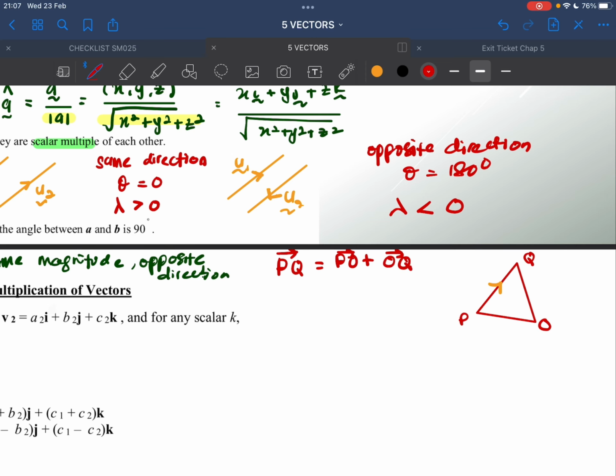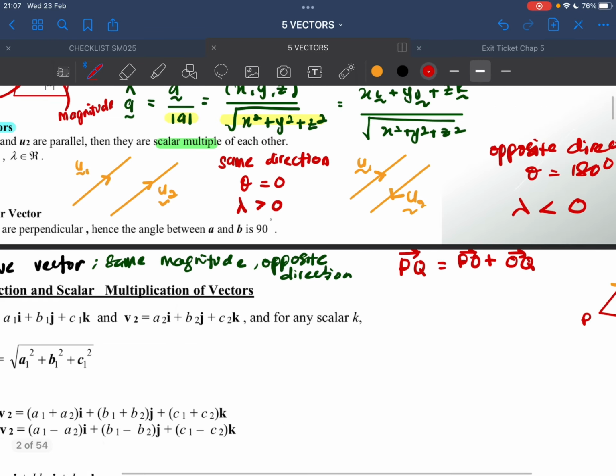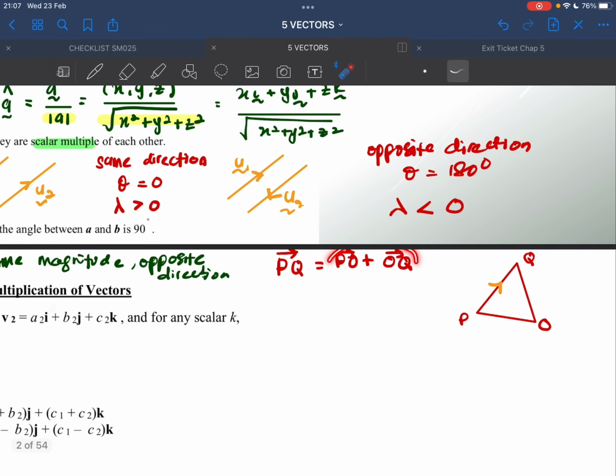Okay, so what is a negative vector? A negative vector has the same magnitude but the opposite direction. So from this one here, we can change to PO. If you want to change to OP, you have to put a negative. Let's say we put OQ in front here, OQ, and here we have PO.